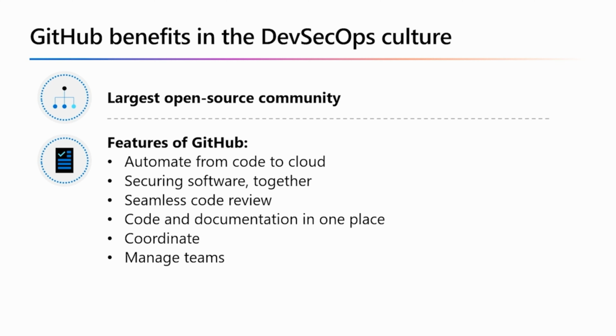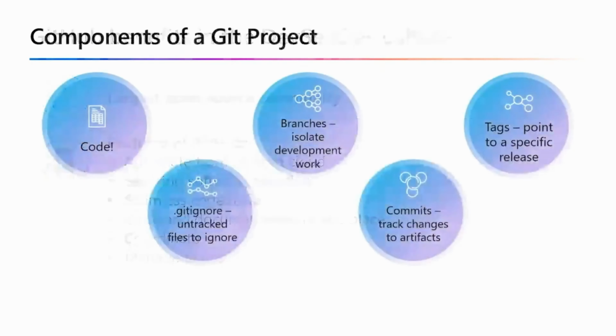Now, when Microsoft acquired GitHub in 2018, it announced that it will remain as an independent open source platform. And it was a big statement and a love letter towards the sense of community. Now, let's look at some basic components of a Git project.